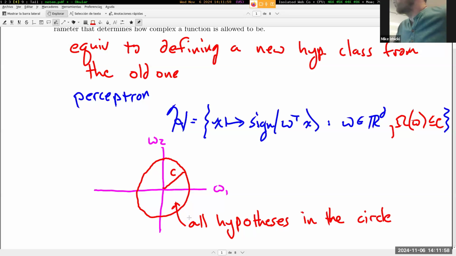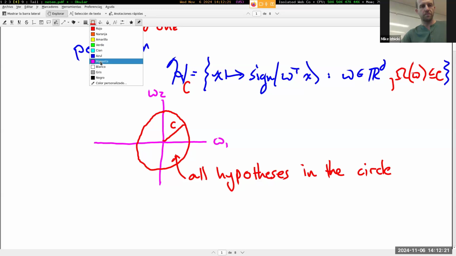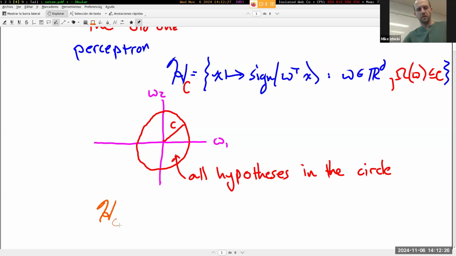So let's see. One thing that we can immediately talk about from this picture is a subset relationship between these new hypothesis classes up here. I'll add a C subscript to this H sub C, the C determining this C value over here about how big this radius is. And our H sub C1 is guaranteed to be a subset of H sub C2 if C1 is less than or equal to C2.